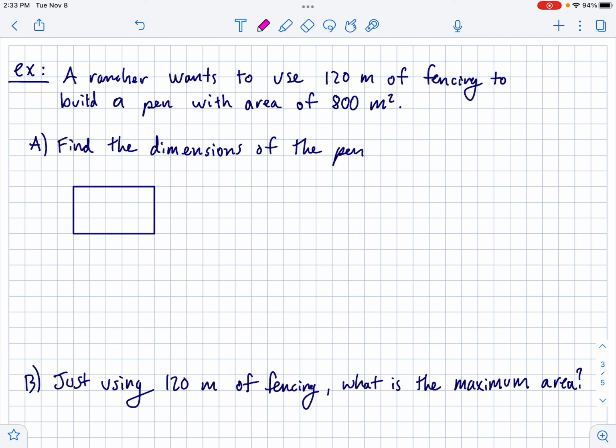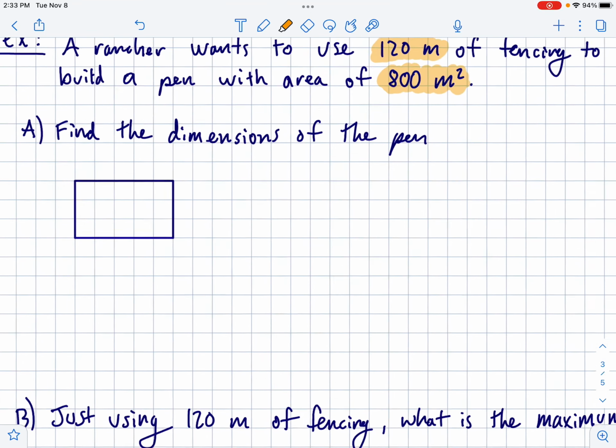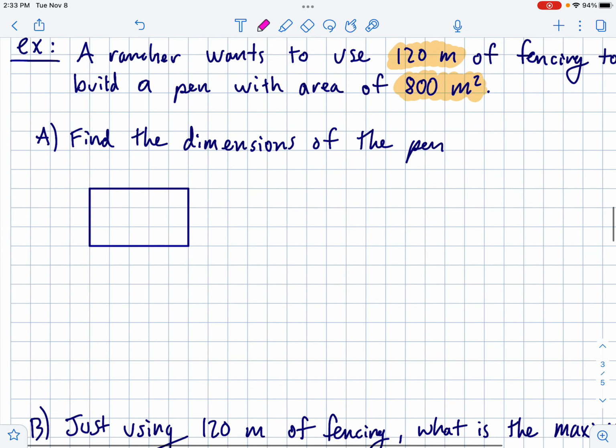Now we're going to knock out a couple of word problems. A rancher wants to use 120 meters of fencing to build a pen with an area of 800 meters squared. So first up, we have to use a total of 120 meters and the area has to be 800. Now, find the dimensions of the pen.